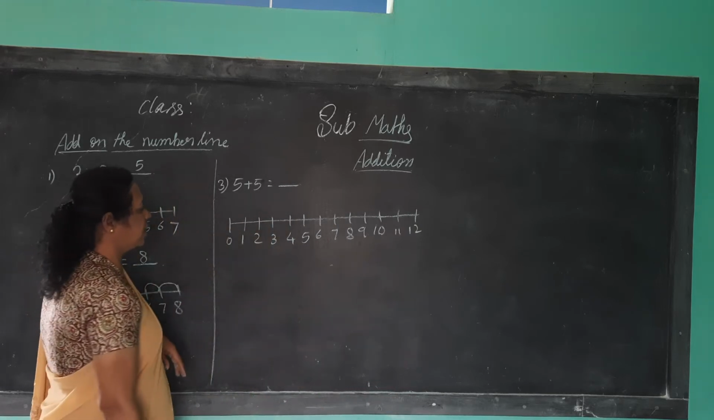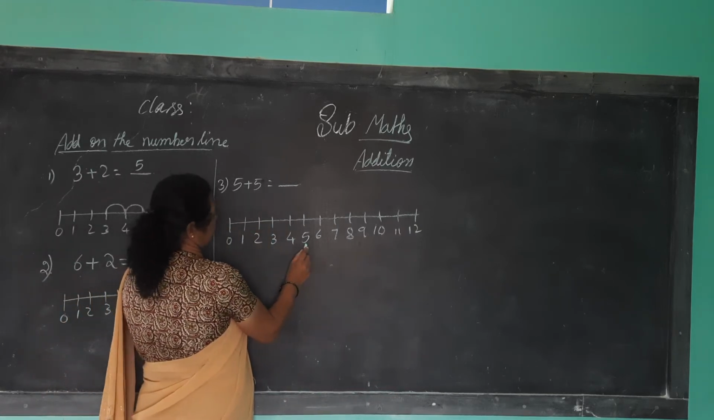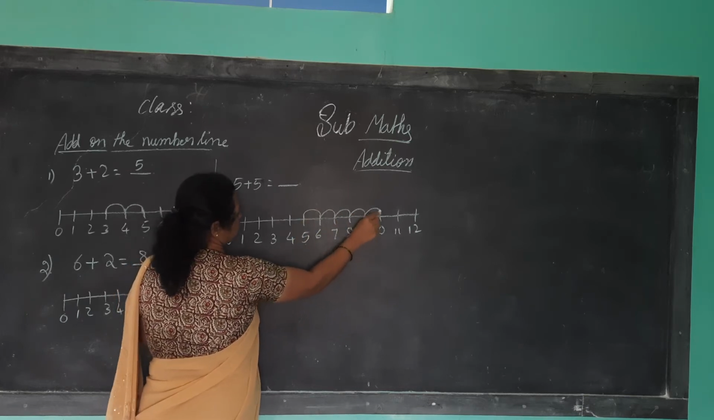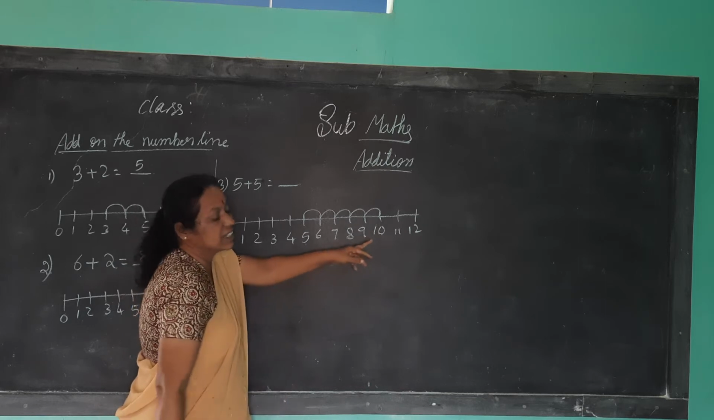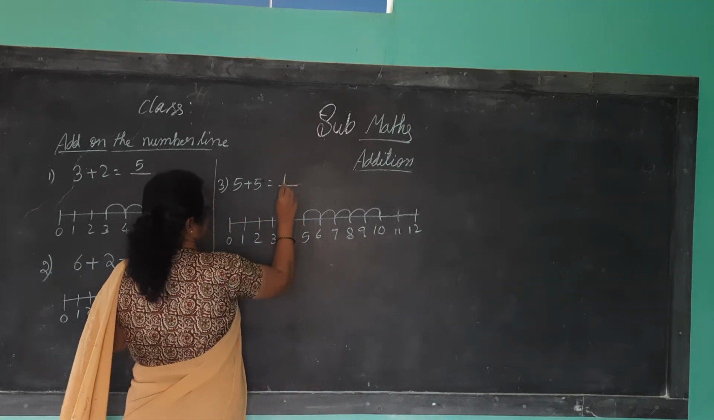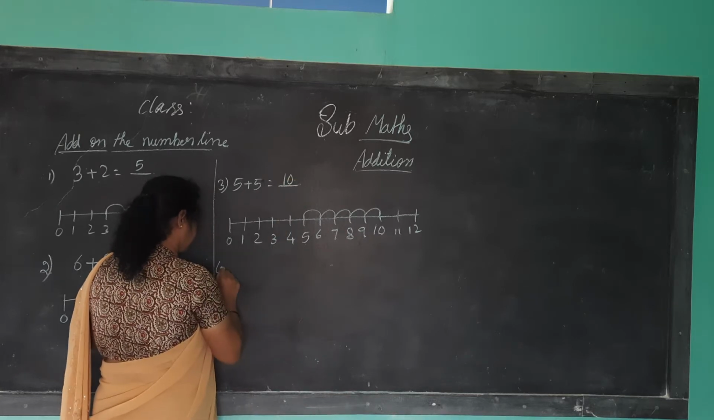5 plus 5. Where is 5? Here is 5. You add 5 to this: 1, 2, 3, 4, 5. How much is 5 plus 5? 5 plus 5 is how much, children? 10. 5 plus 5 is 10.